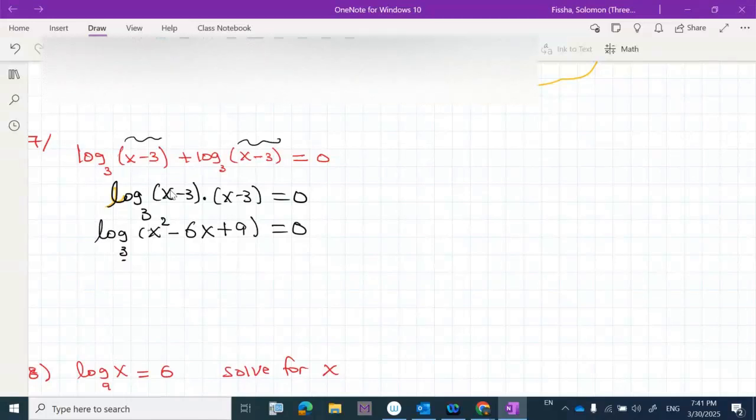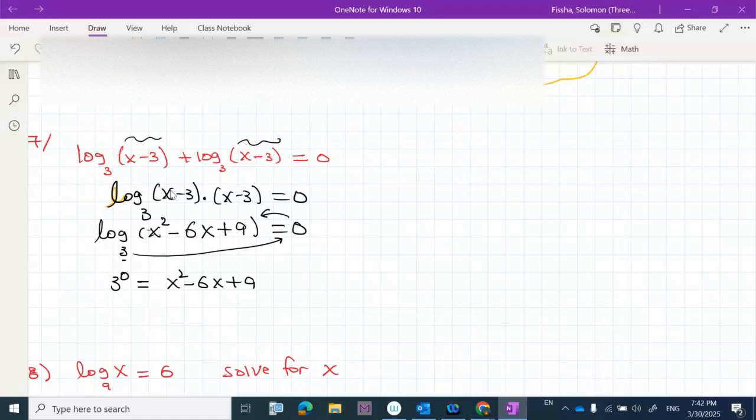Now the next step: base 3 to the power of 0 is going to be this part right here. What does that mean? 3 to the power of 0 equals x squared minus 6x plus 9. Any number to the power of 0 is 1. Remember, this one is just 1. If I bring that 1 to the right side, it's going to be negative 1, and then I have positive 9 here, so I definitely have positive 8.